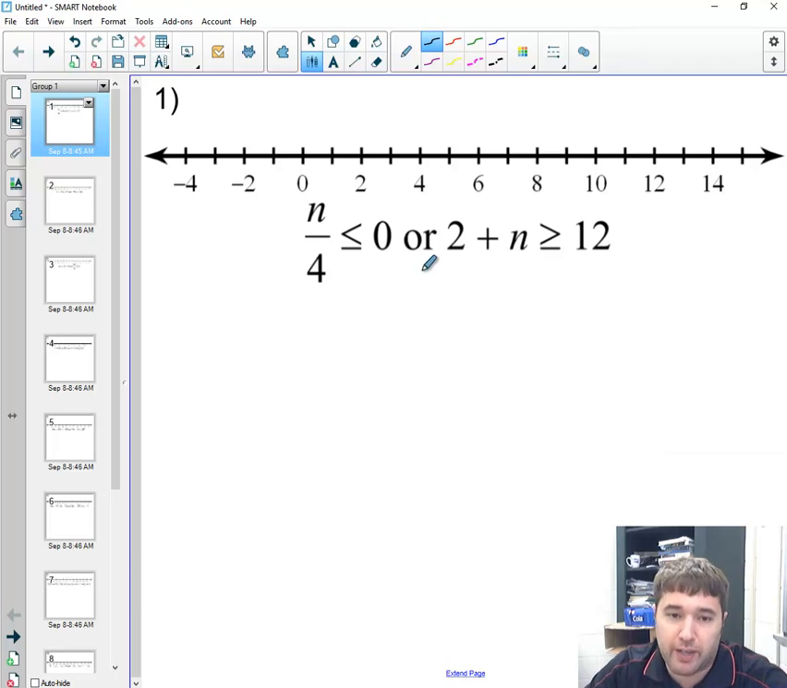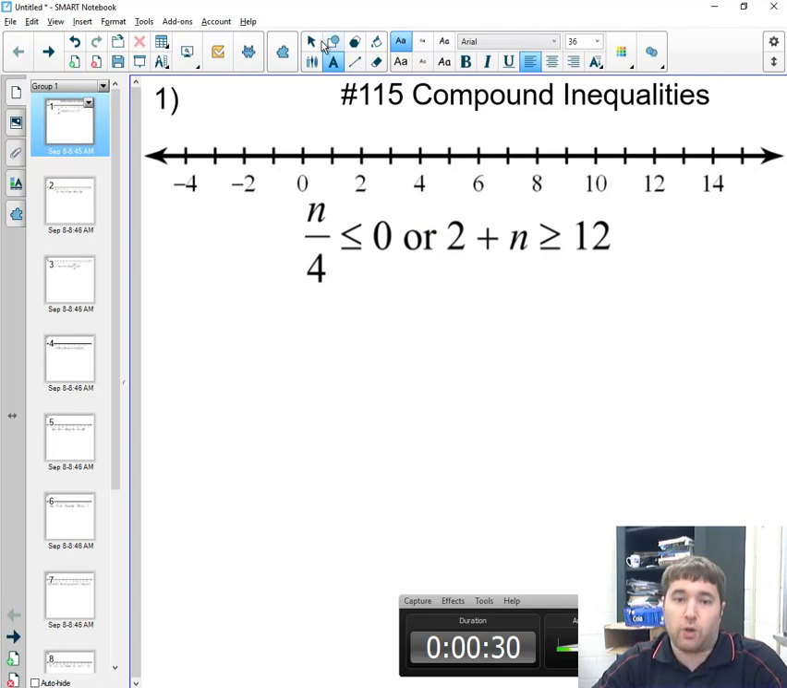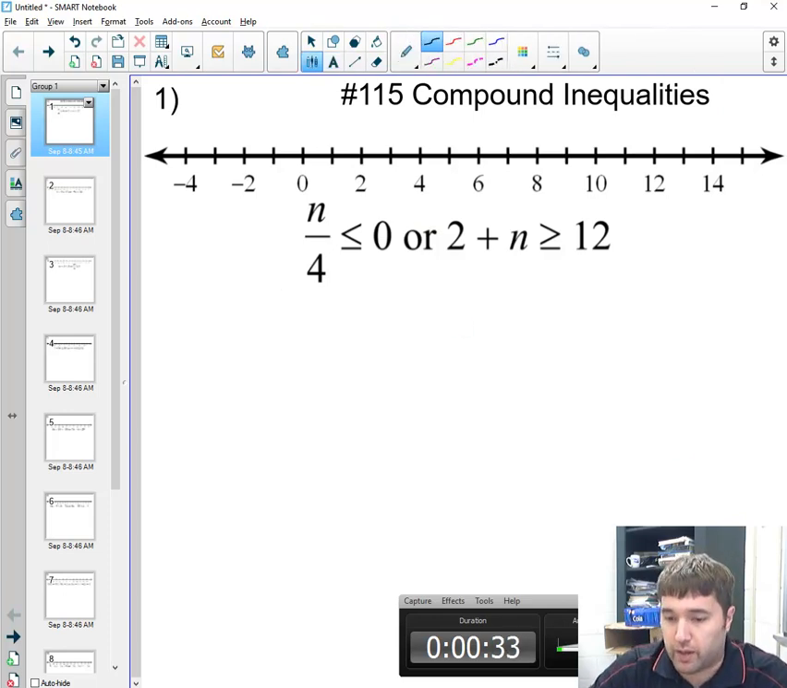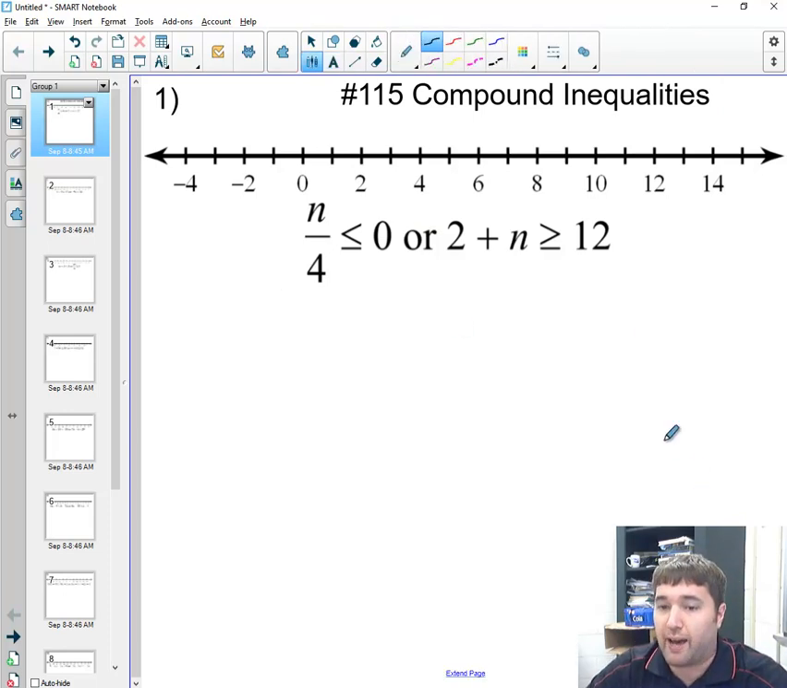So class, today we're going to be doing 115. This is compound inequalities. Okay, so I'm going to solve one really quickly, and then I'm going to describe what I'm doing after I do it. So what I want you to do right now is just watch what I'm doing, and then we'll go through and do it together, and I'll explain it.